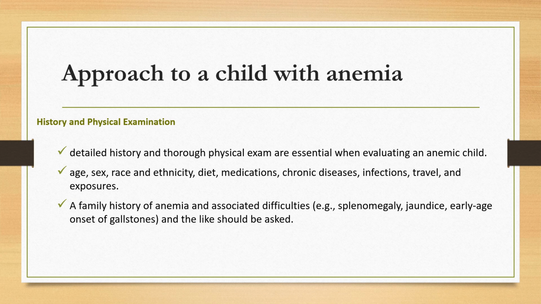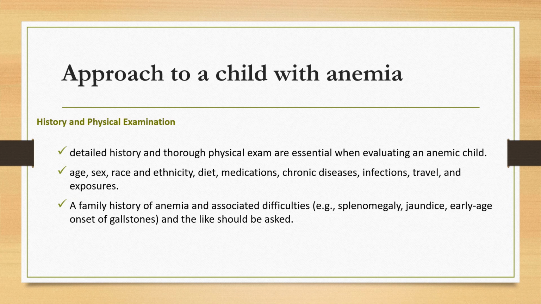When we approach a child who has anemia, first we should check history and physical examination. An anemic child needs a detailed history and physical examination, because we might know the cause based on the history of the child and also based on some physical findings which suggest the cause of anemia in a child who has anemia. For example, age of the child.